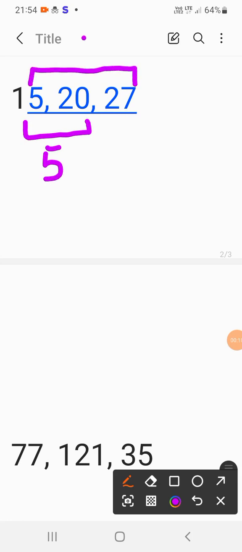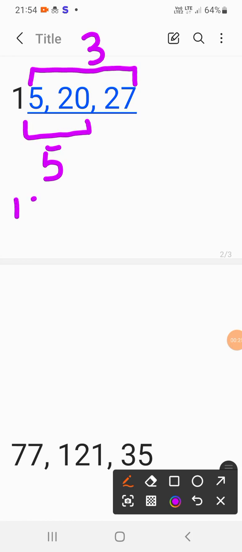Similarly, we have the second question, which is 15, 20 and 27. Now we have to see the common prime number factors. So 15 and 20 have 5 as a common prime factor, and 15 and 27 have 3 as a common prime number factor. Now we will divide by 5 and 3.